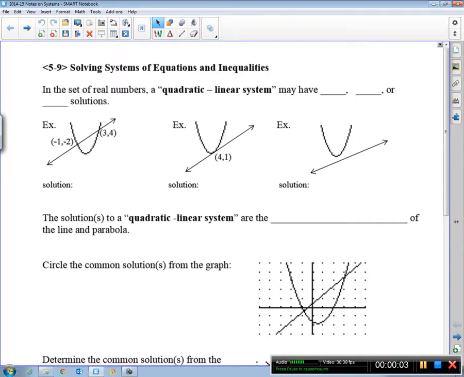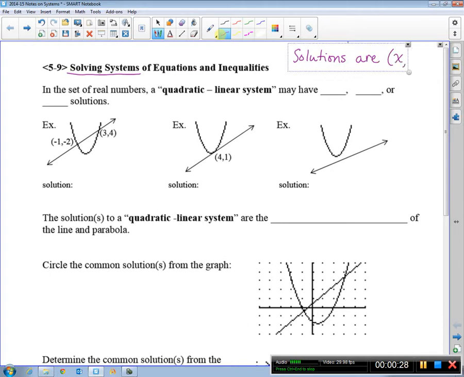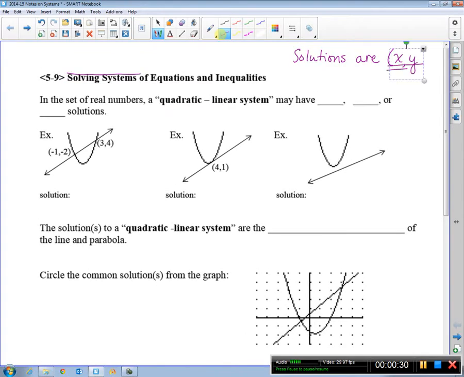Starting the last section of Chapter 5 today, solving systems of equations and systems of inequalities. I'm sure I'll say this a few times throughout the lesson, but I want you to remember that when you're solving systems, the solutions are coordinates. So you want your x and your y for the coordinate. Okay, and then here's what's happening.